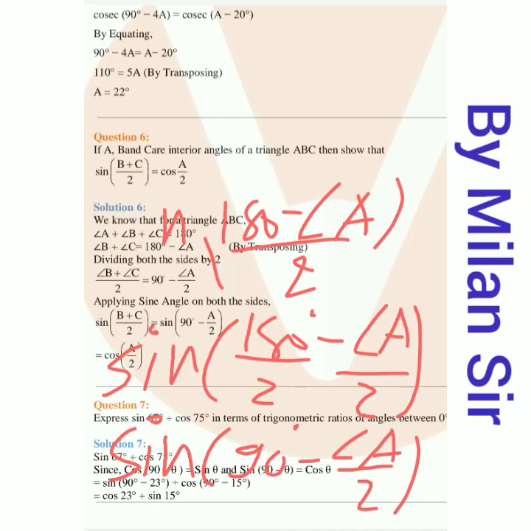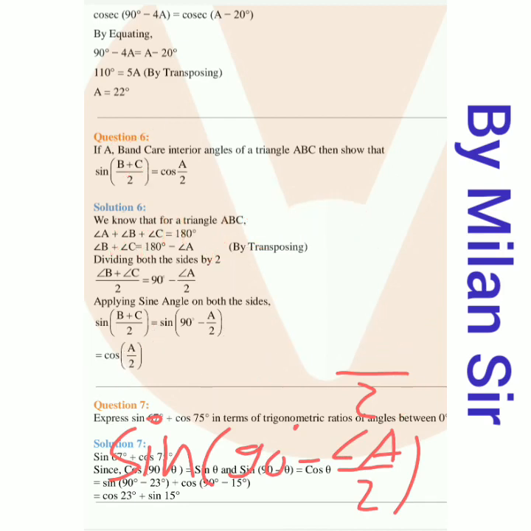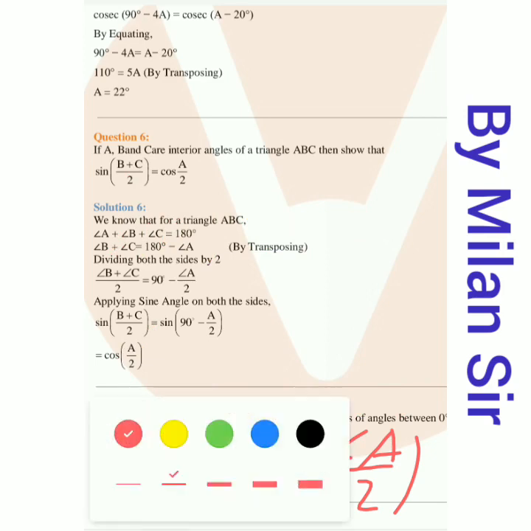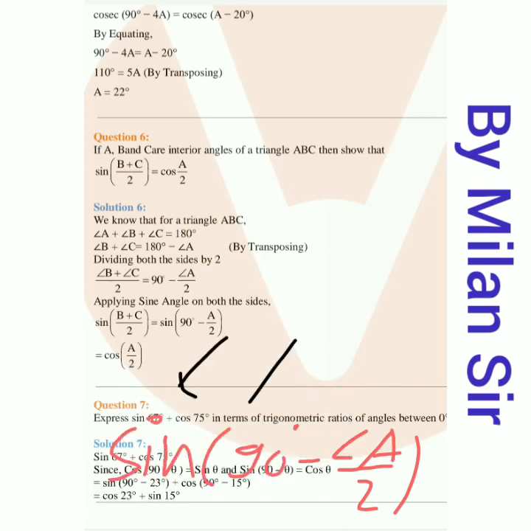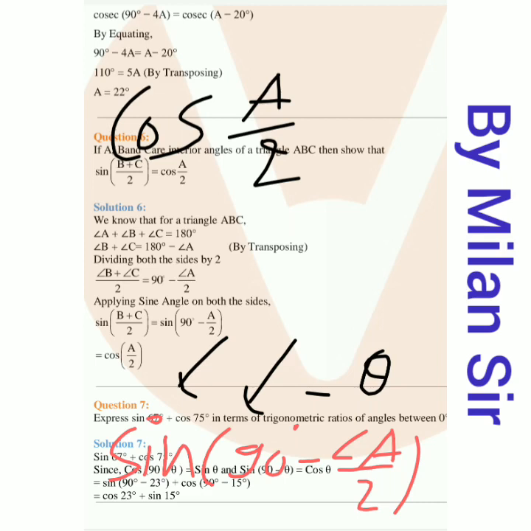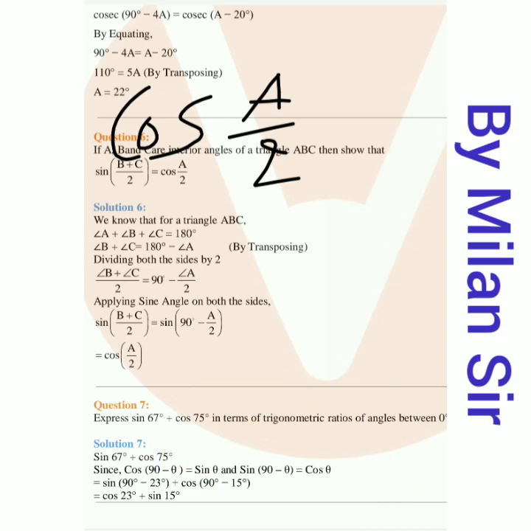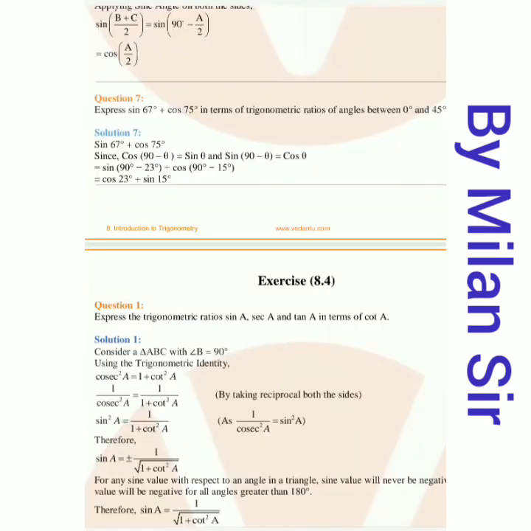So here it is in the form of sin (90 minus theta), right? Our theta is equal to angle A by 2. So what is the formula of sin (90 minus theta)? It is equal to cos theta. So I can write cos A by 2, because theta is equal to A by 2. So my final answer is sin (B plus C) by 2 is equal to cos A by 2, and it is the right hand side. So hence proved.